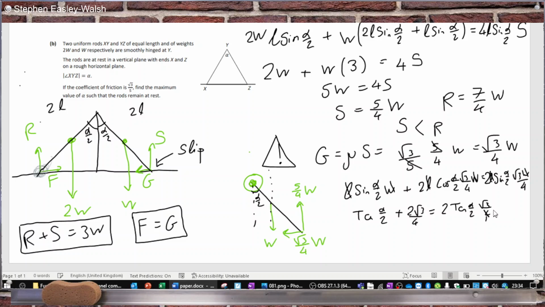Okay, so that becomes root 3 over 2. That becomes over 2 as well. So you get root 3 over 2 will equal root 3 over 2 tan minus 1 tan alpha over 2. So messier than before. Let's see what I get here.